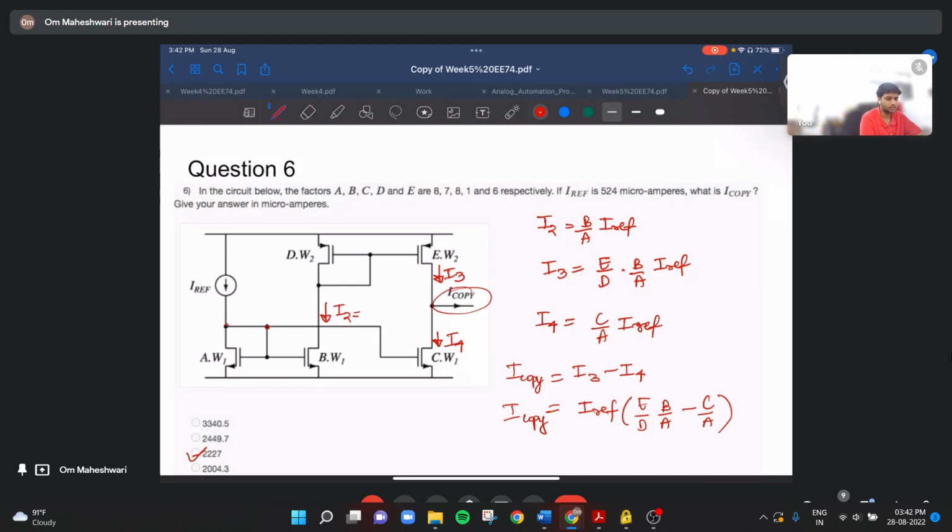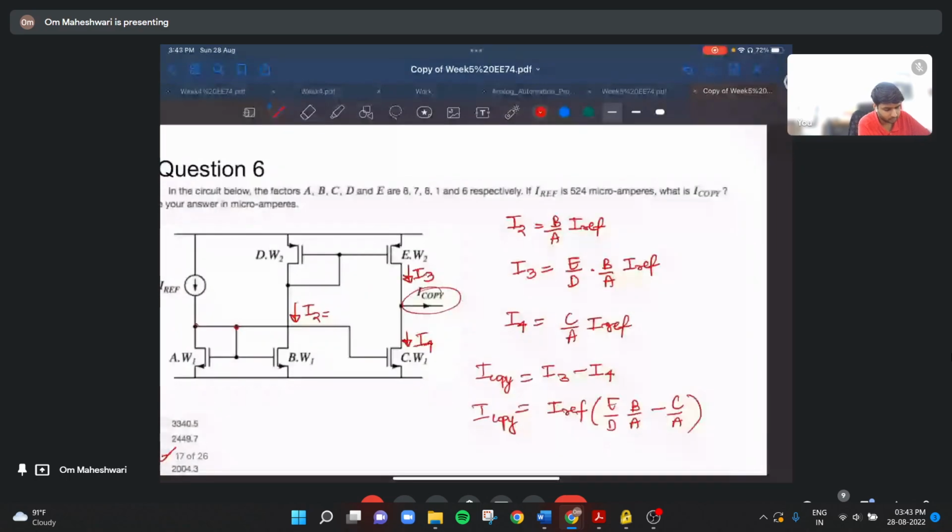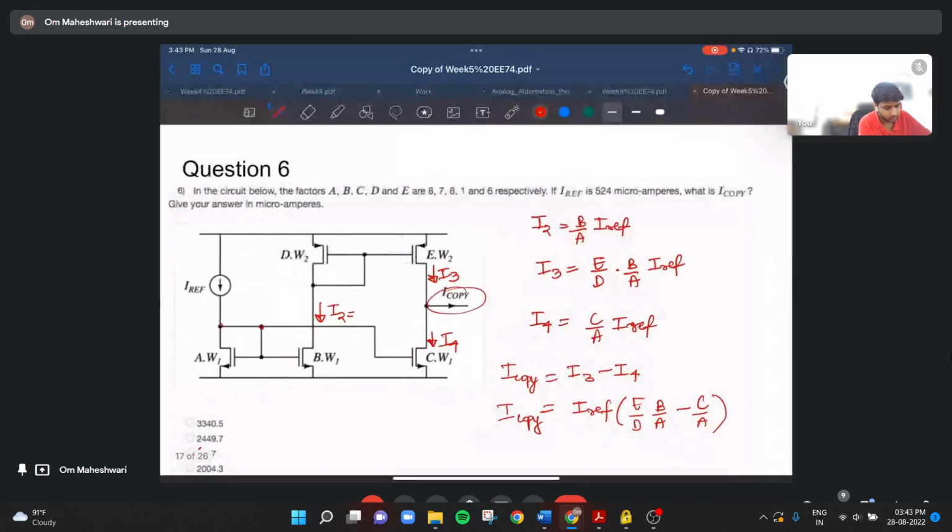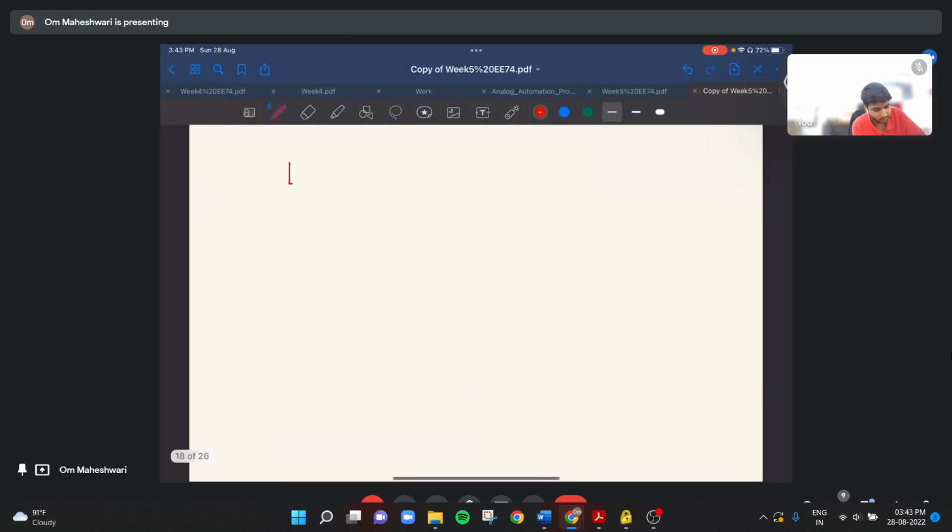Sir, in this problem, can I say I4 is equal to IRef by 2? Why? Because two transistors are connected, A and B. Why IRef by 2? I don't get it. Because two transistors are connected back to back. No, no, no. So are you saying like this?